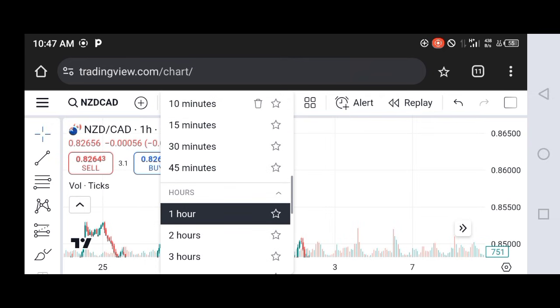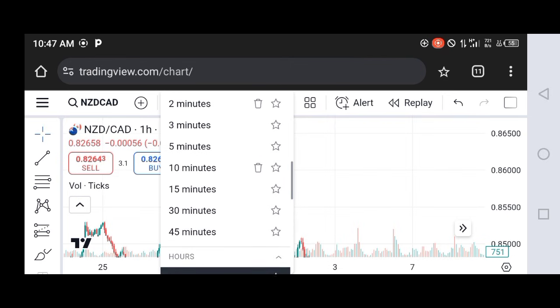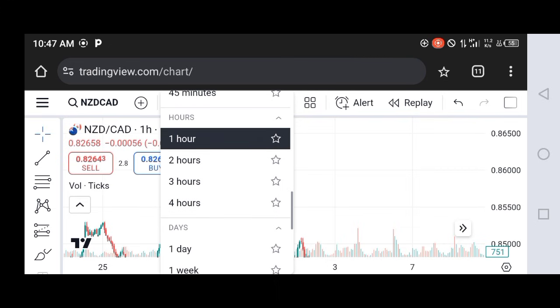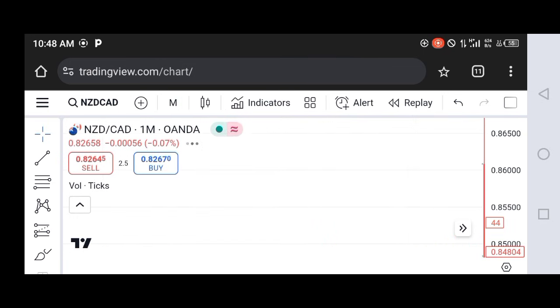They can also come down to the 45 minutes, 30 minutes, 15 minutes, 10 minutes, 5 minutes if you're an intraday trader. So these are things you actually have to take note of so you don't make senseless mistakes. The very first thing you need to know is that for this pair, NZD CAD, you have to look at the monthly time frame for us to get a full understanding of what the market has been doing on the higher time frame.